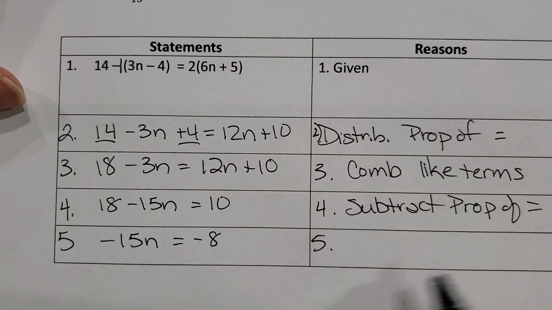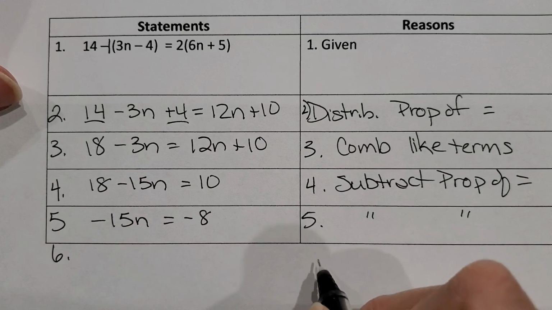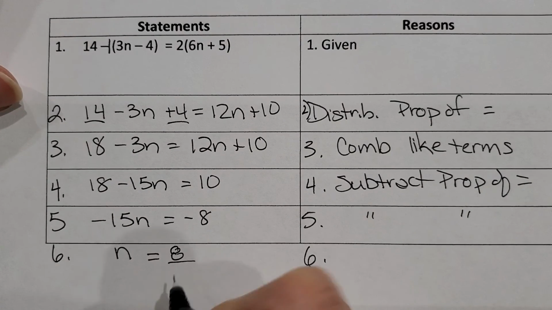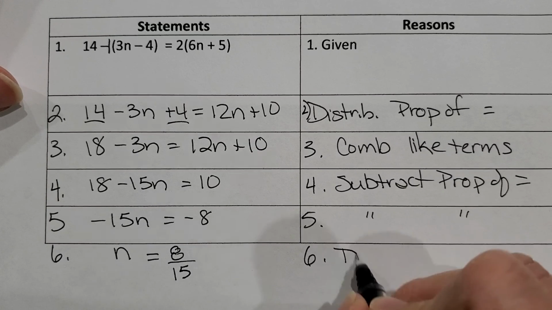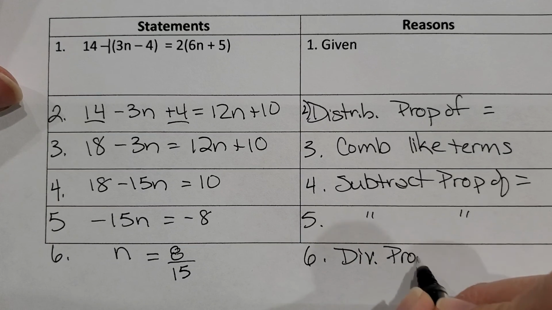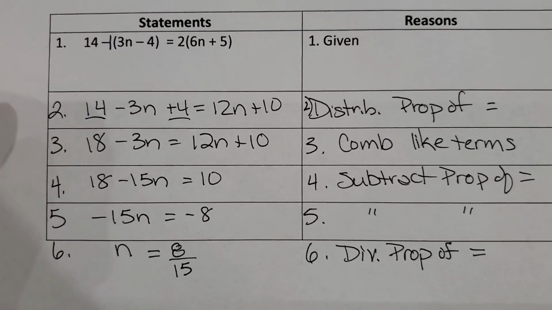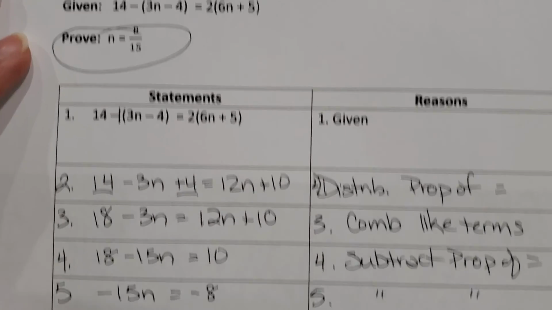And this is a little shortcut: sometimes I just put little quote marks saying, hey, I just used the same thing I did before. That's okay to do too. I like shortcuts. And finally, we're going to divide both sides by negative 15, and a negative divided by a negative is going to be a positive, and that's how we get our n equals 8/15. So we use the division property of equality. The last line will always be what you were trying to prove. That shows you that you're done, so that's kind of cool.